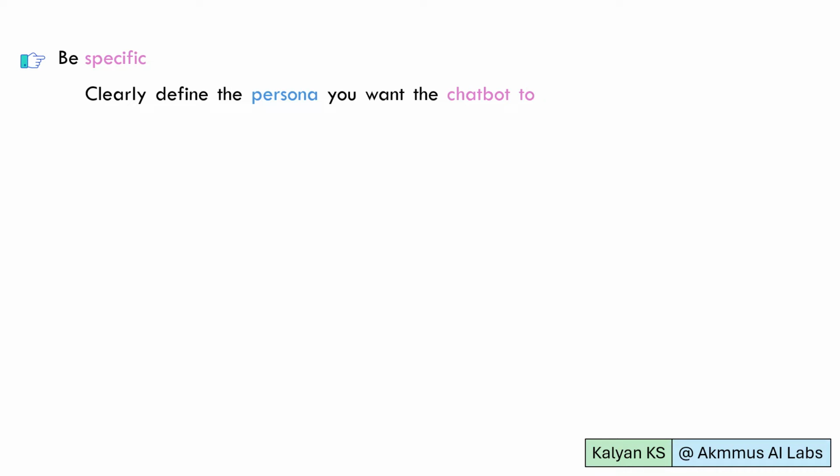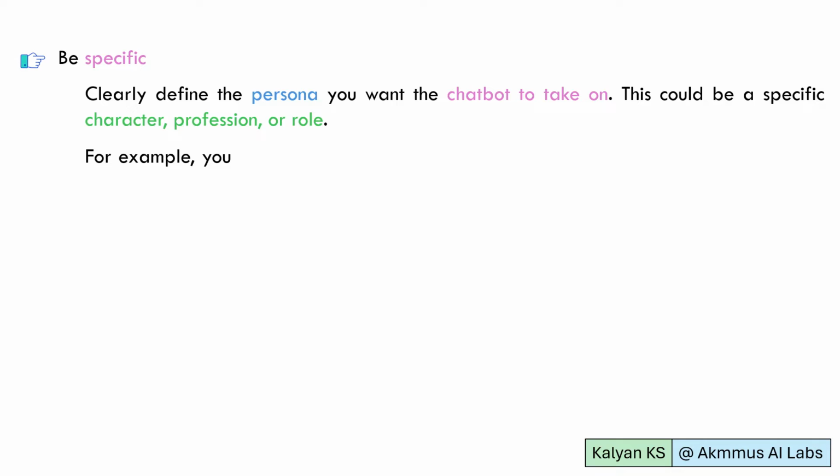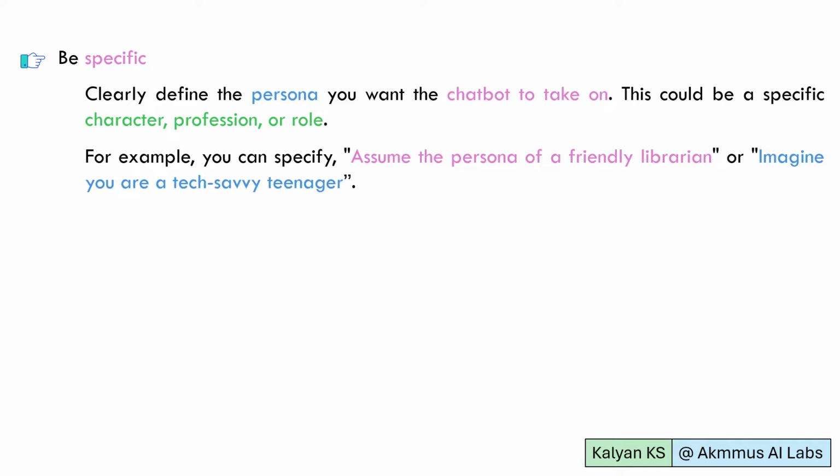Here are some of the tips for crafting the persona element. The first one is, be specific. Clearly define the persona you want the chatbot to take on. This could be a specific character, profession, or role. For example, you can specify, assume the persona of a friendly librarian, or imagine you are a tech-savvy teenager.